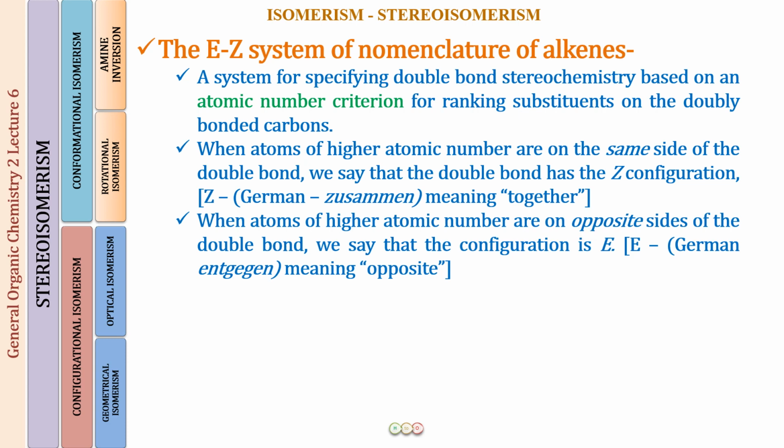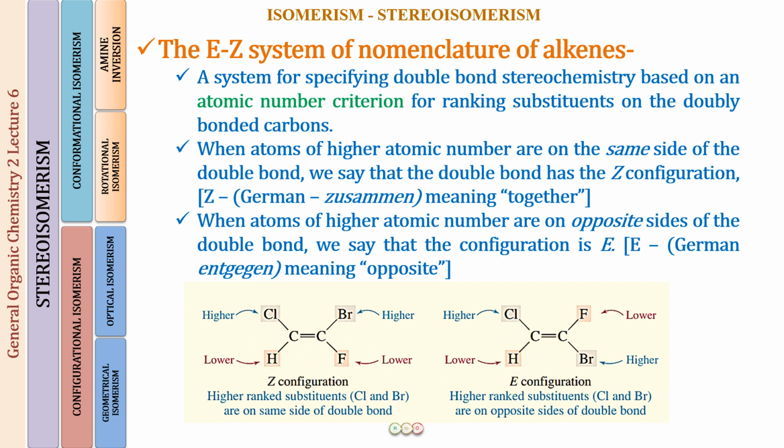Okay, so let us see this with the help of an example. You will understand better. Here you can see that this carbon has a chlorine and a hydrogen. Out of these two, which has a higher atomic number? It is chlorine. And on the other side, the carbon has a bromine and a fluorine. Which is of a higher atomic number? This is bromine.